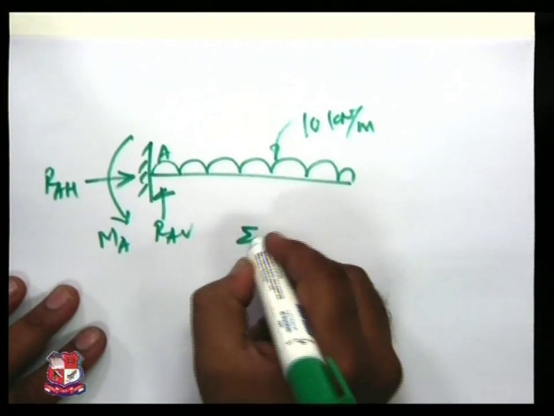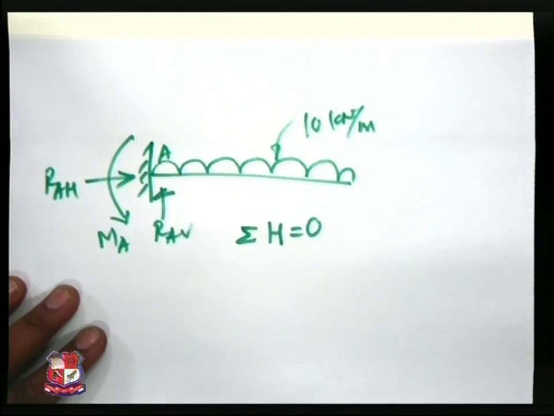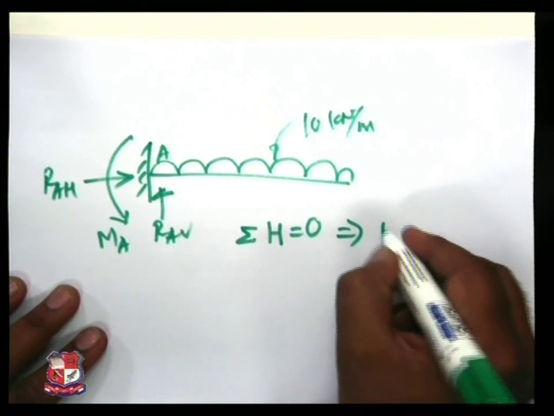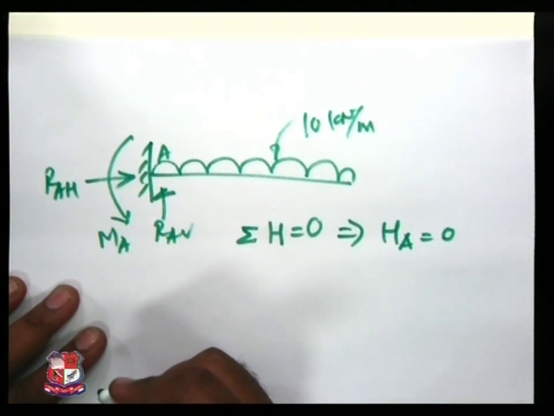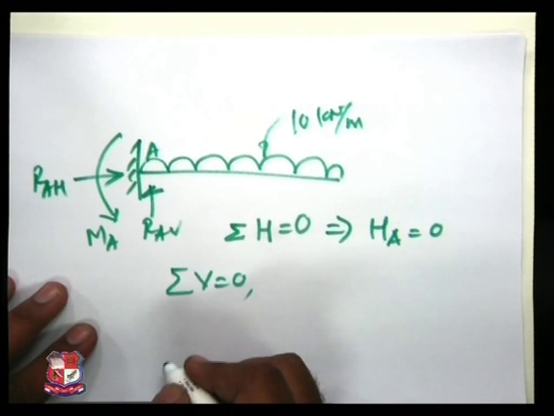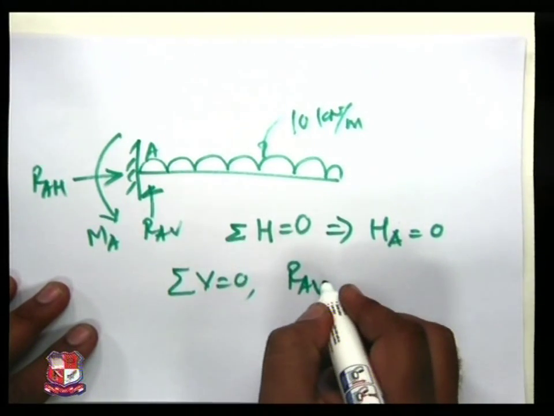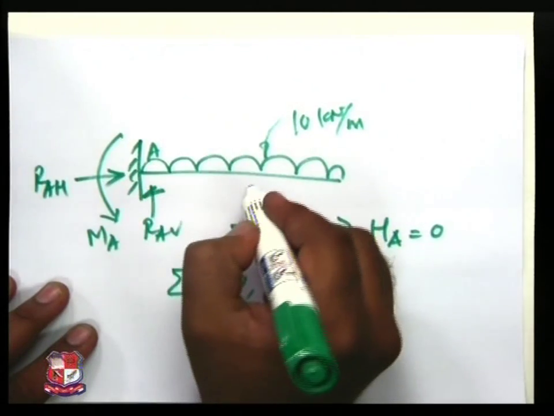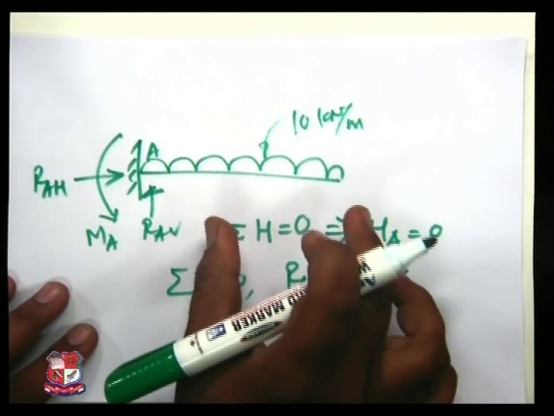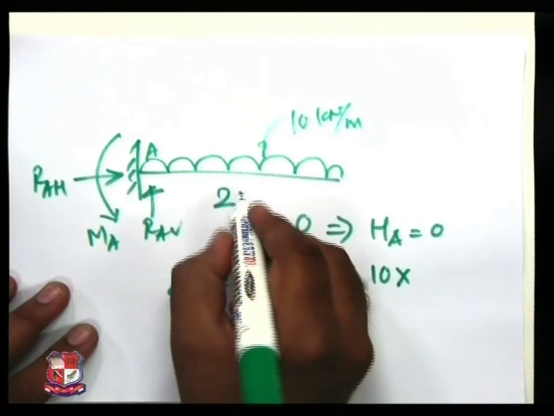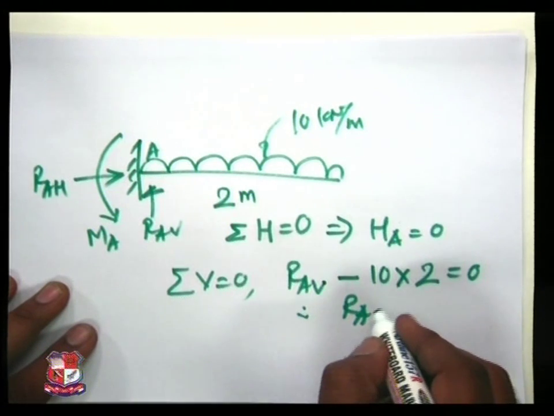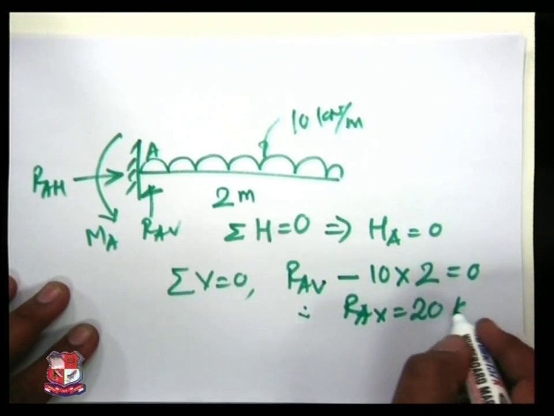Now applying first, sigma H is equal to 0. There is no horizontal force acting in this system, therefore HA is equal to 0. Now taking sigma V is equal to 0, RAV is upward. Now this total load is acting downward, so downward is negative, 10 into the length, the given length is 2 meter, 10 into 2 is equal to 0. So we will achieve RAV is equal to 20 kilonewton.